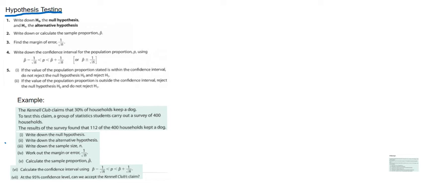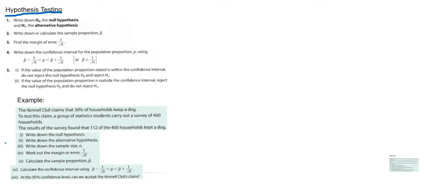Hi guys, so this is hypothesis testing. So you'll see, if you look down through the steps here, a lot of what you have to do here is to do with working out margin of error and working out confidence intervals. So if you're not sure how to do confidence intervals, then just have a look back at that first, because that's a big part of this.